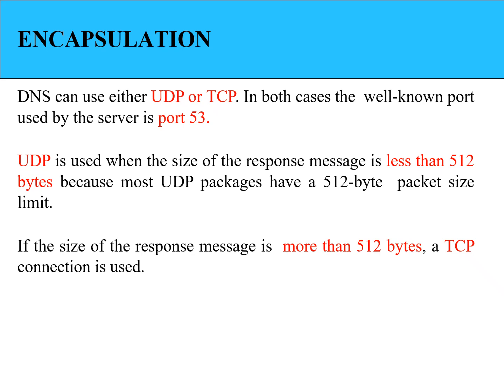Encapsulation. DNS can use either TCP or UDP. In both cases, the well-known port number used by DNS is port number 53. This protocol only uses the services of TCP and UDP, but where it uses TCP and where it uses UDP, you need to understand. UDP is used when the size of the response message is less than 512 bytes, because most UDP packets have a 512 byte packet size limit. If the size of the response message is more than 512 bytes, then TCP will be used in this case.